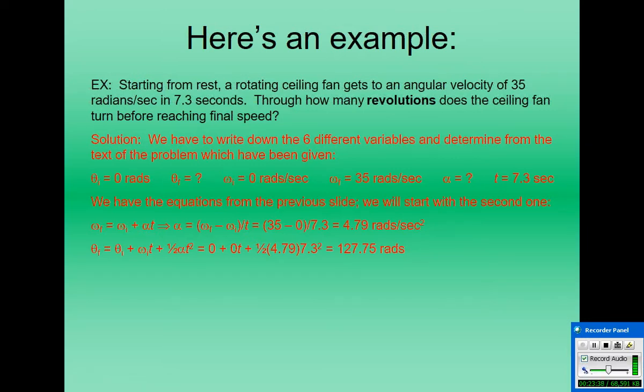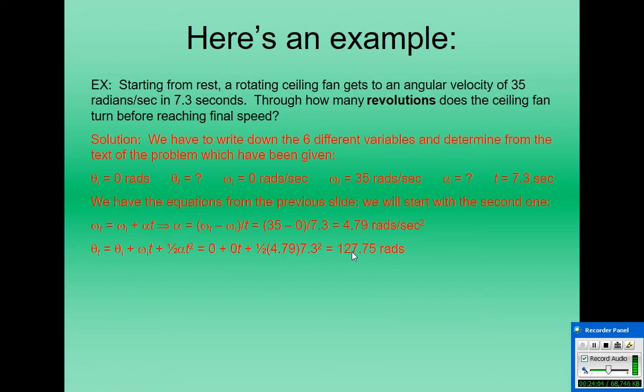Is it positive or is it negative? I don't know. The problem doesn't say anything about the direction in which the ceiling fan is rotating, so we're just going to keep it simple. Now that I know alpha, I can solve for the final unknown, theta final. And I plug into the equation, and I get that theta final is 127.75 radians.